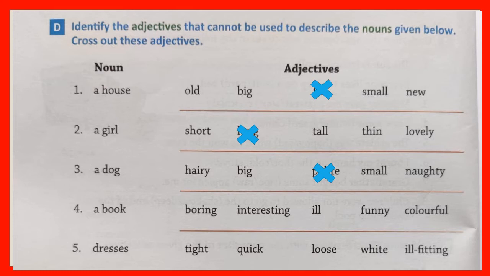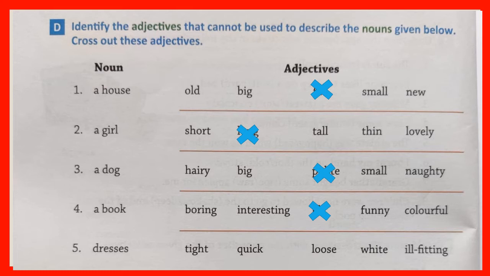Let's do number 4, a book. A book can be boring. Okay, a book can be interesting also. But can a book be ill? Ill means when you are sick or you are not well. So we cannot use the word ill for a book, right? So put a cross here. Then funny, yes, a book can be funny. And it can be colorful also. So the wrong adjective is ill.